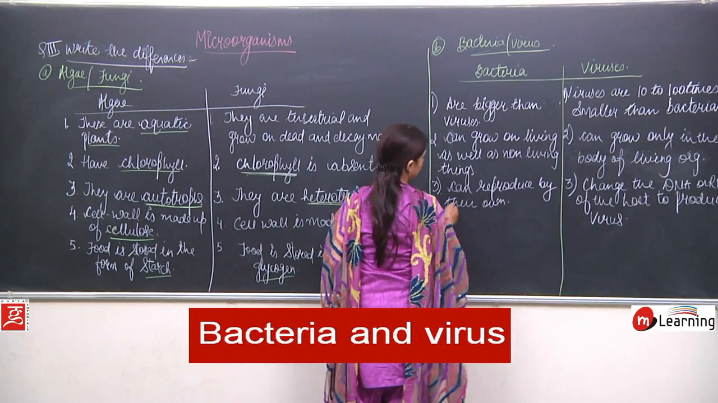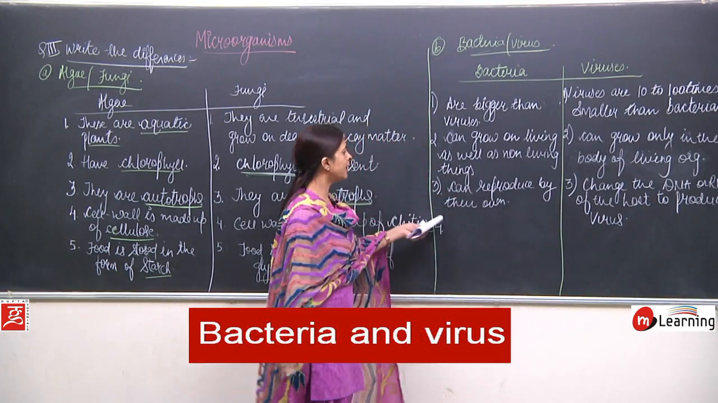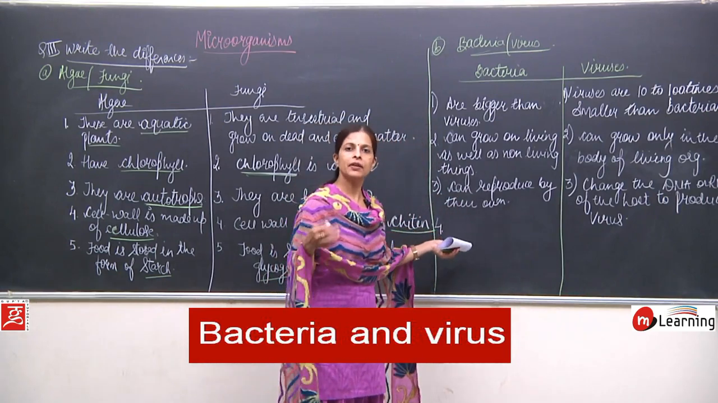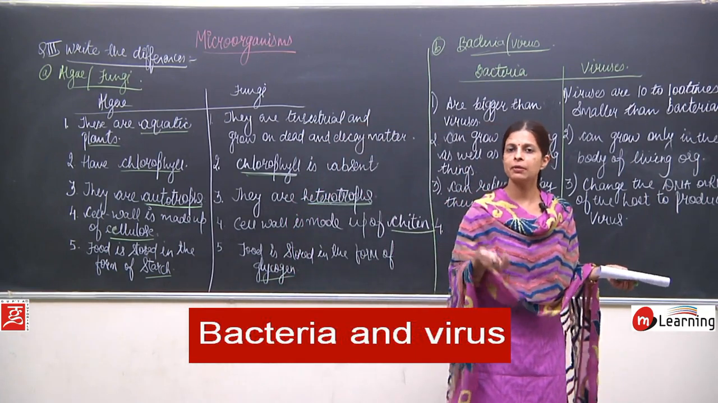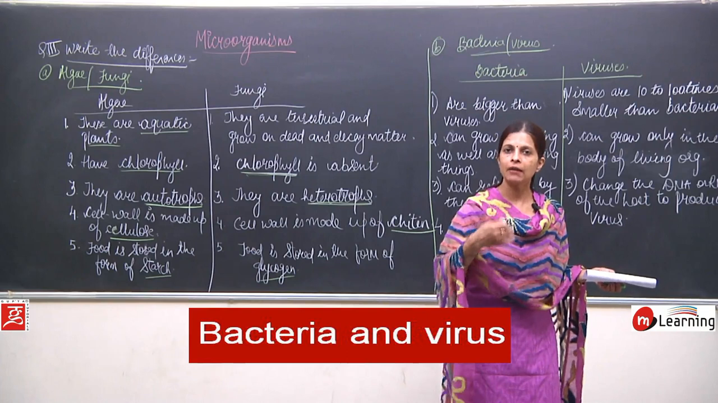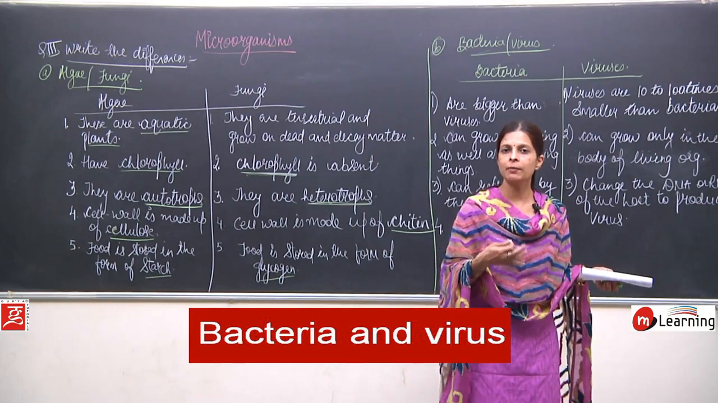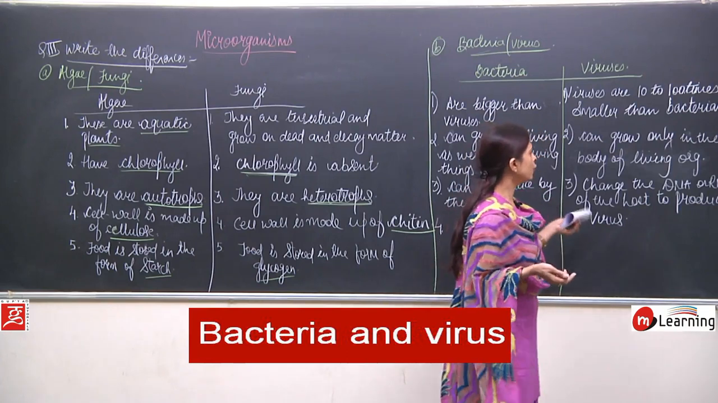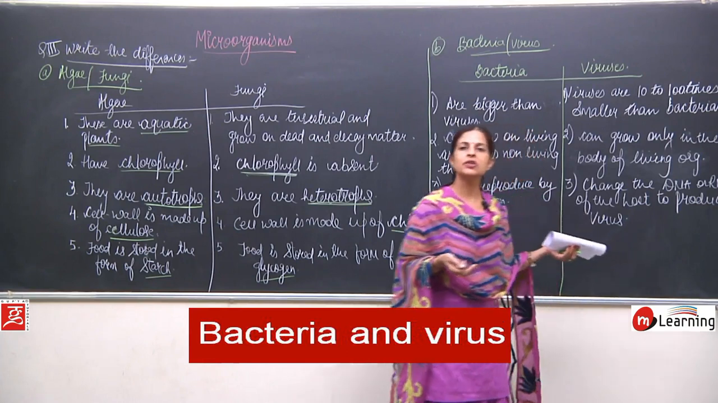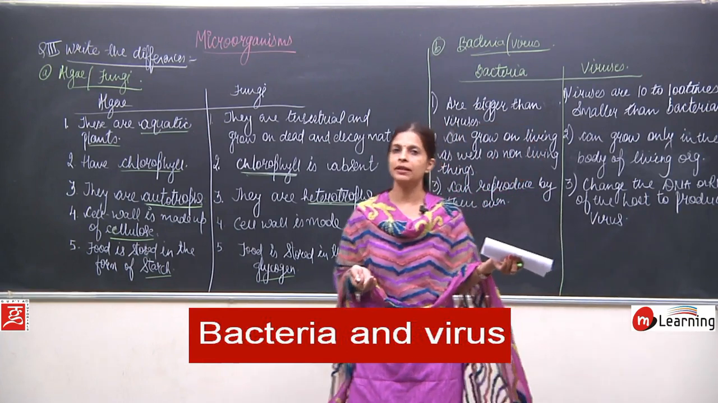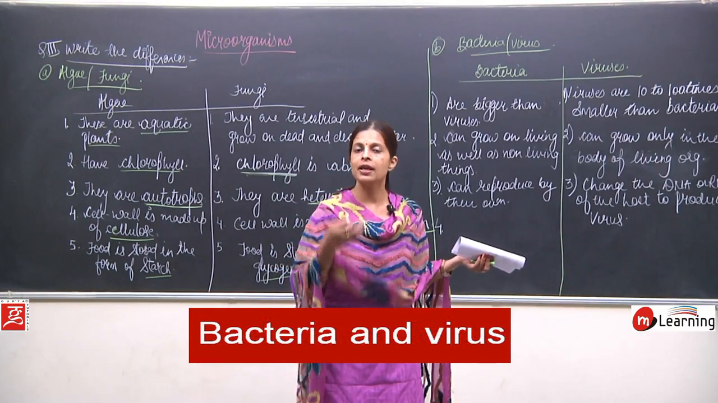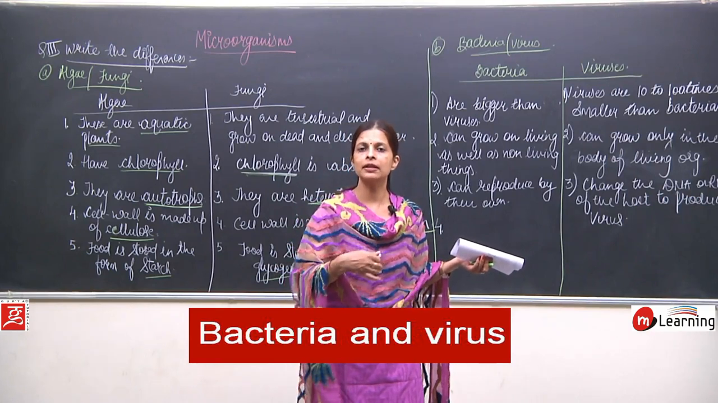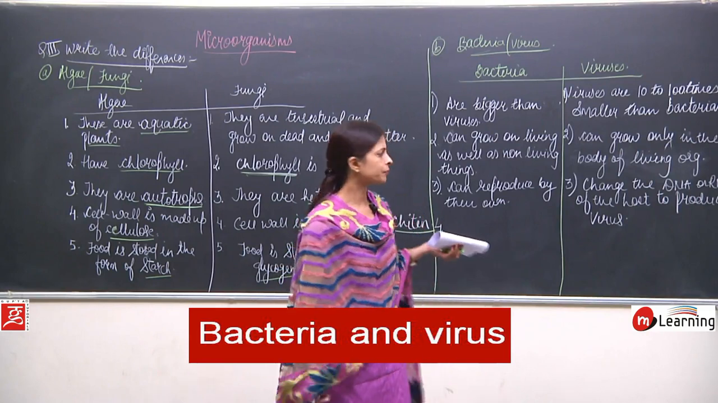Now, I think this point is very clear, that bacteria, whether they reproduce by any method, maybe sexually, maybe asexually, have their own cell and will divide on their own. But here, viruses change the genetic material of the host in such a way that it starts producing the viruses.